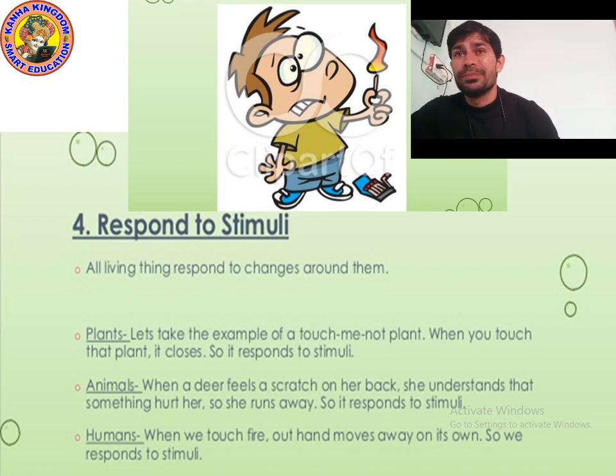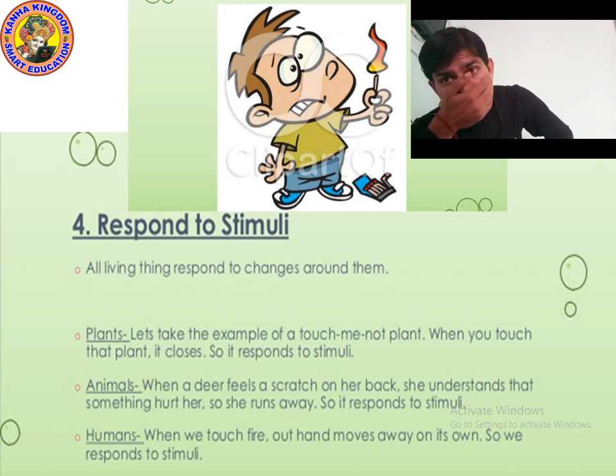Even animals respond in many ways. If we talk about plants, let's take the example of the touch-me-not plant. When you touch the plant, it responds to stimuli. And if we talk about animals, when a deer feels a scratch on her back, she understands that something hurt her, so she runs away. So it is responding to stimuli.